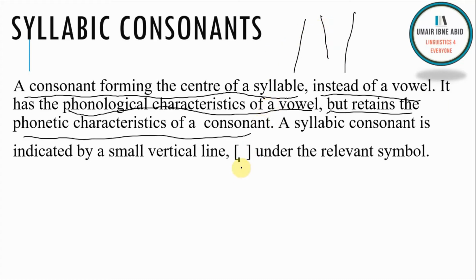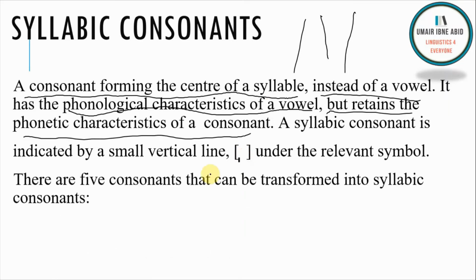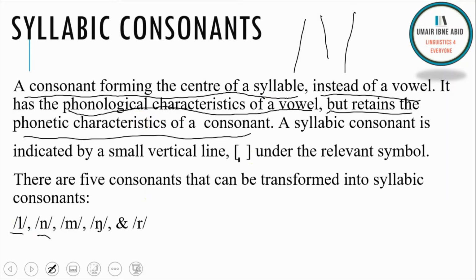And a syllabic consonant is described by this vertical sign in a broad phonetic transcription. There are 5 consonants that can be transformed into syllabic consonants. These are the 5 consonants which sometimes take the properties of a vowel and make a syllable. These are l, n, m, ng and r. In each lecture we'll talk about these syllabic consonants: in one lecture we'll talk about l, then we'll talk about n, m and ng in one lecture, and then we'll talk about r.